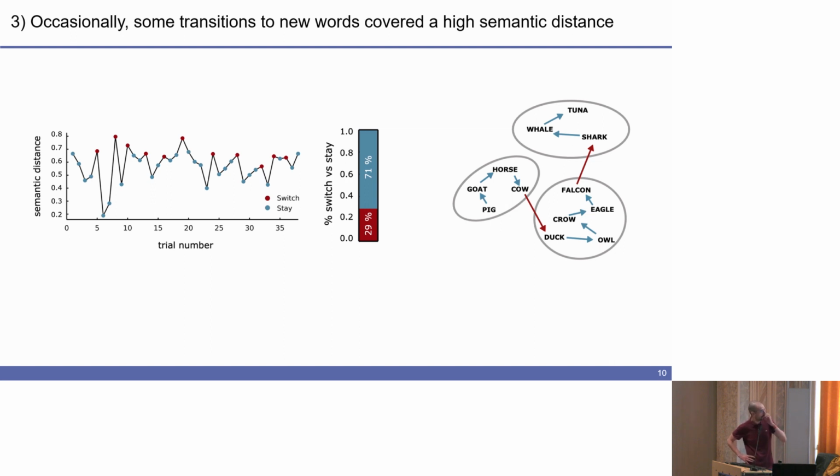We define this word as being a switch to a new cluster of semantically related words. And this occurs around 30% of the time, and on the right you can see a visualization of what may be happening: participants may start saying all farm animals, and then at some point there is a transition to a new cluster of semantically related animals like birds.